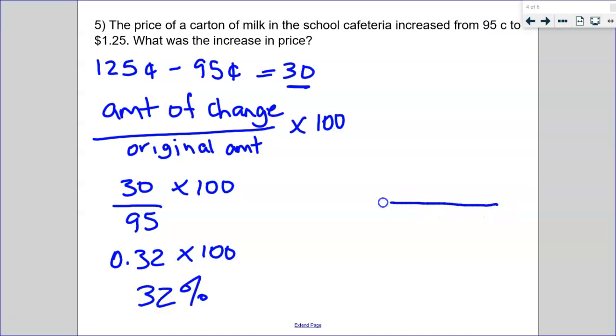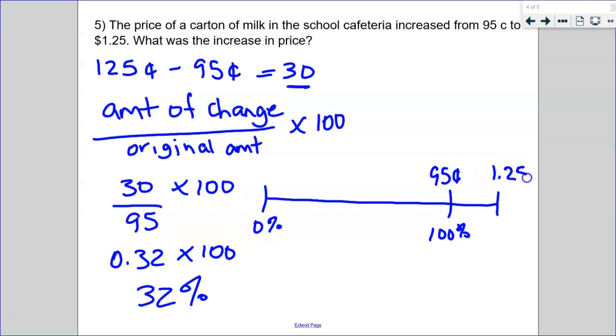And I want to just show you what this would look like on a number line. Okay, so we have 0% here and 100%. I added on because I know it's bigger, okay? And at 100%, it was 95 cents. Okay, it increased to $1.25. That's why I put it more than 100%. And I would add this on, and this would be 132%. Just want you to have that visual, okay? This would be 0 cents.